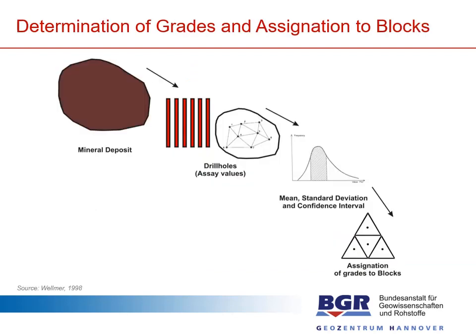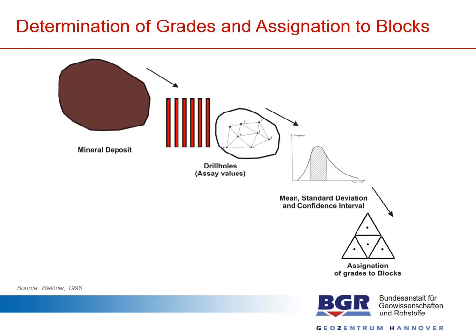So if you have a mineral deposit in the ground, you have to drill it. By drilling, you get assay values of not only every drill hole, but probably every meter of every drill hole. That allows you to calculate the mean value, the standard deviation, and the confidence interval. And by having this, you can assign grades to each block.